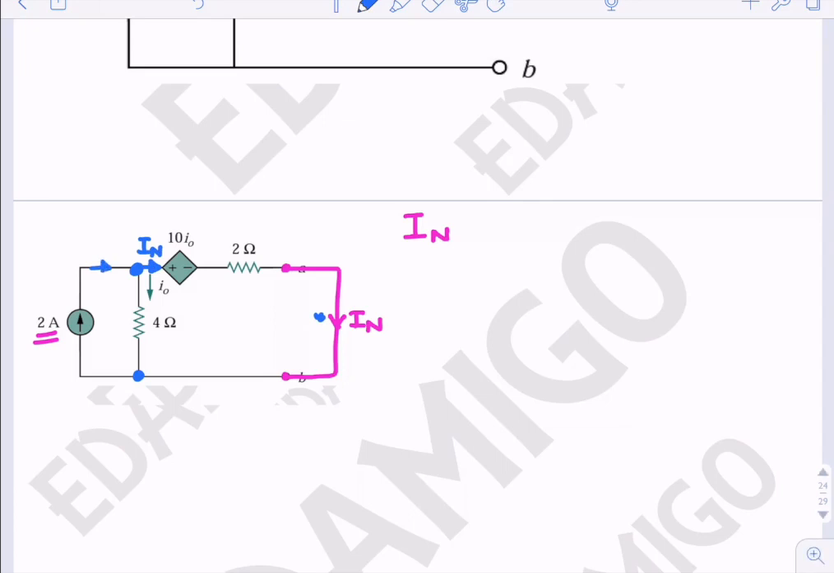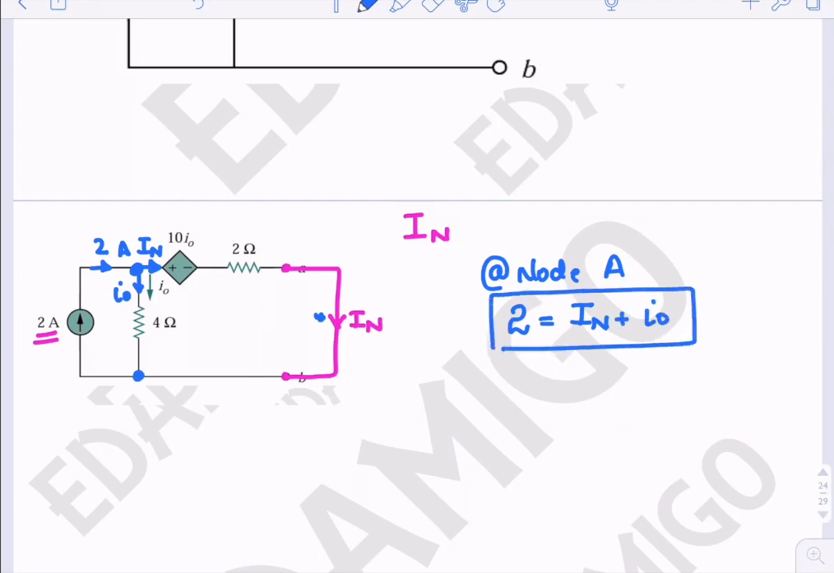The incoming current at this node is 2. The outgoing current at this node is I naught. So this is node A. At node A, the incoming current is 2. The outgoing current is IN and I naught. Is it okay?